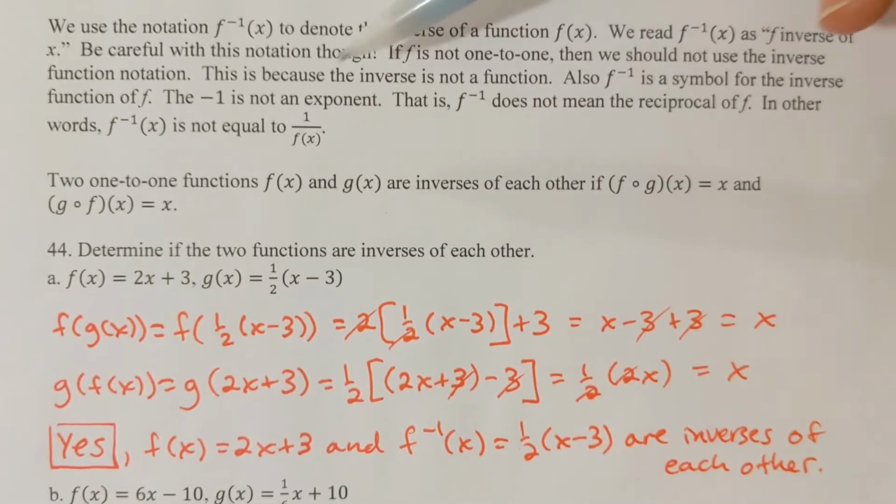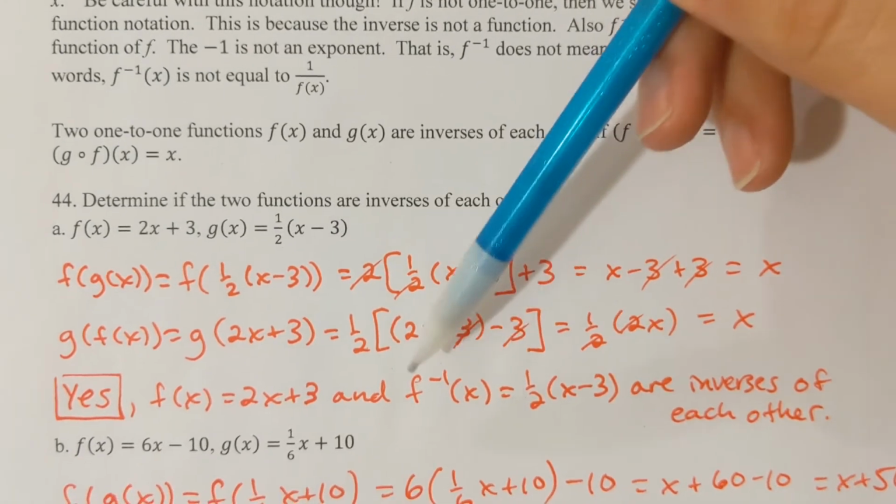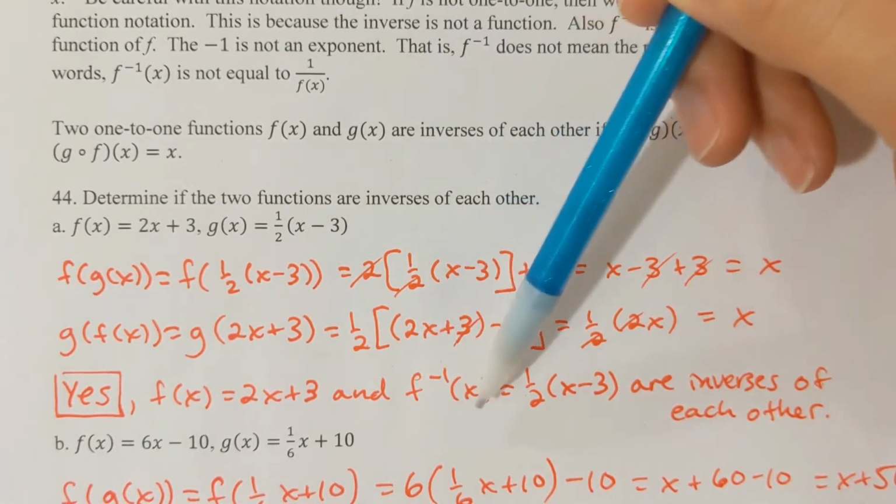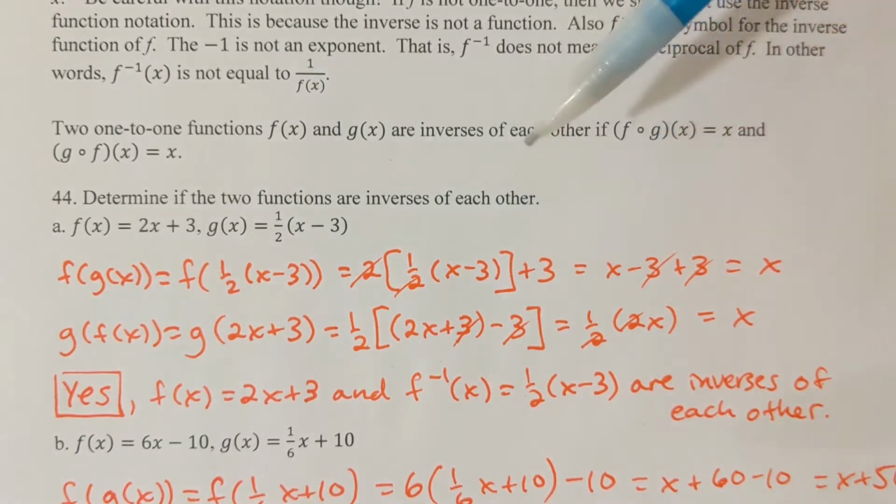Now, earlier I was talking about the inverse function notation. I could use that here if I wanted to. Instead of calling this g of x, I could call this f inverse of x. That would be okay.